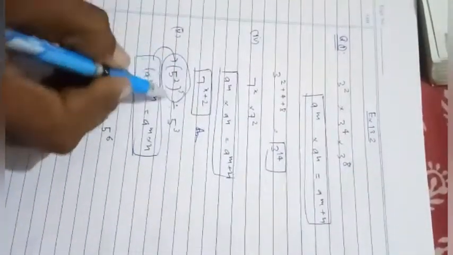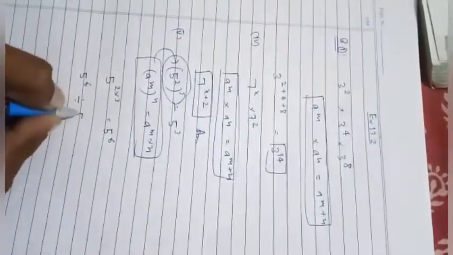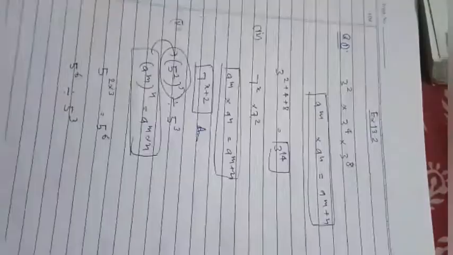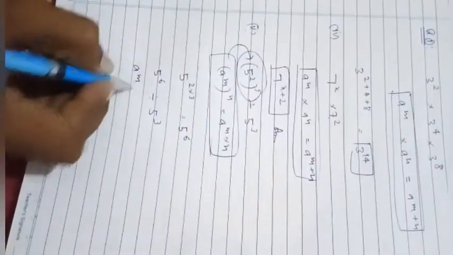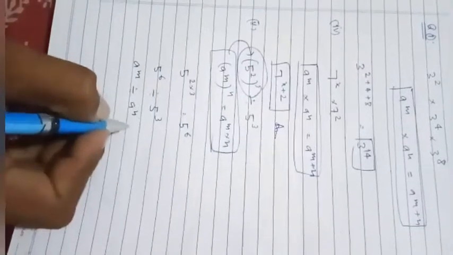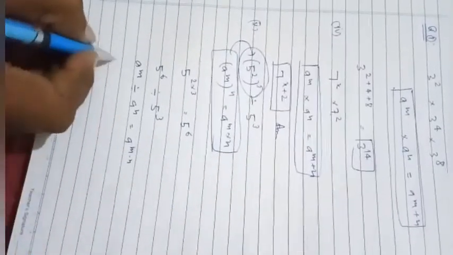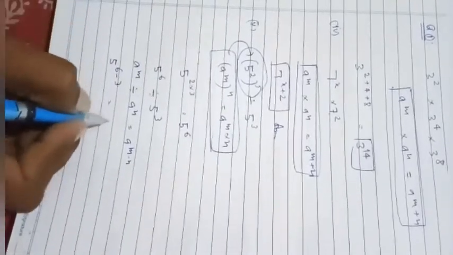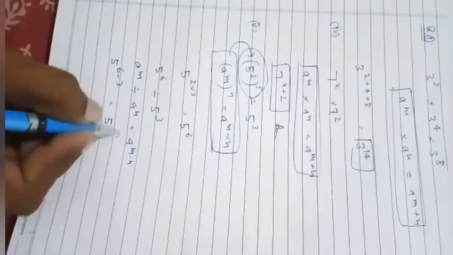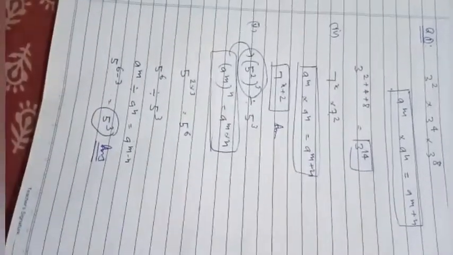Now in the place of 5 raised to 2 raised to 3, you can write 5 raised to 6 divided by 5 raised to 3. I have simplified this. Now you can apply this law: a raised to m divided by a raised to n is equal to a raised to m minus n. So this would be 5 raised to 6 minus 3. So 5 raised to 3. So this would be the answer.